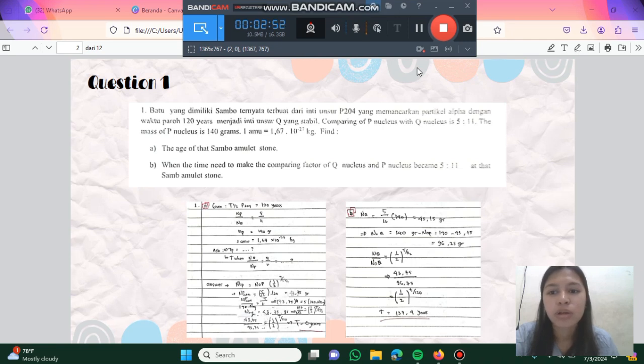So N of K is equal to 5 per 16 times 140, which is equal to 43.750 grams. So N0 of K is equal to 140 grams minus N0 of P, which is equal to 96.25 grams. The next step is we will use the formula N of K per N0 of K equals half to the power of T per T half. So we can find T is 137 times 4 years.